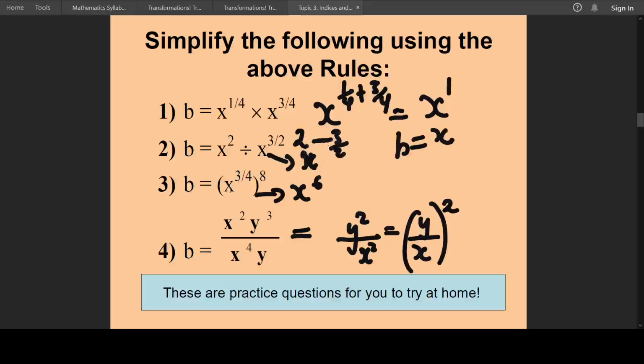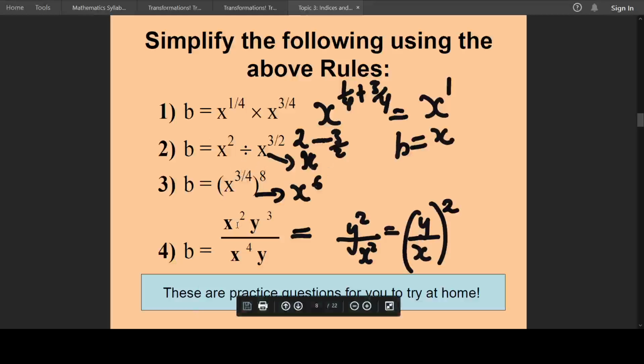Here b is equal to 3/4, then in brackets to the power 8. So it means you multiply the powers. So 3/4 times 8 will be 6. It will be 3 times 2. So our x, the base remains the same, x, and then the power will be 6.